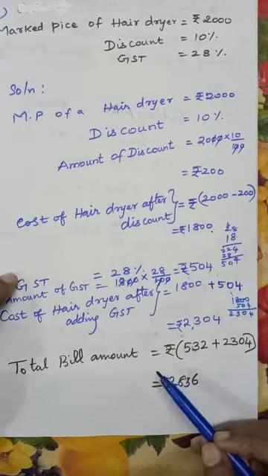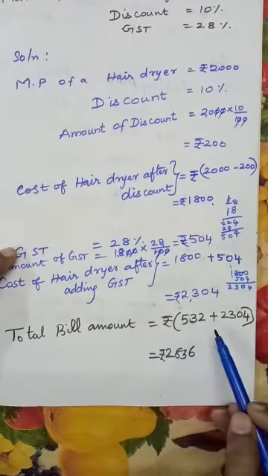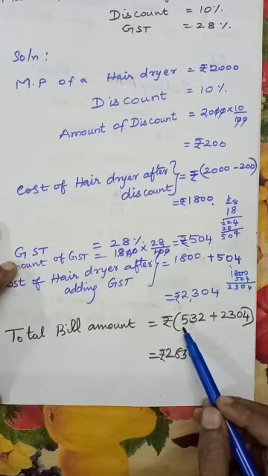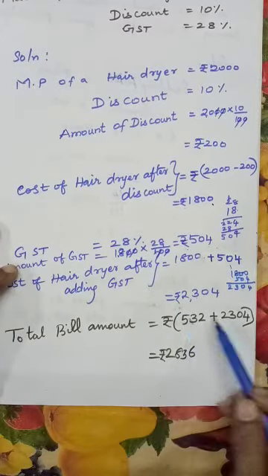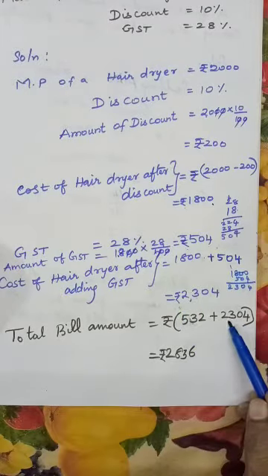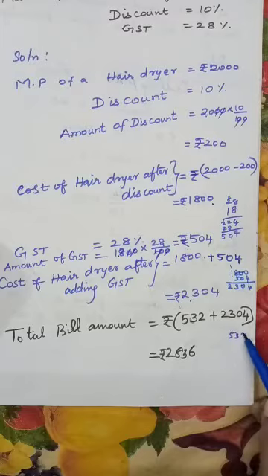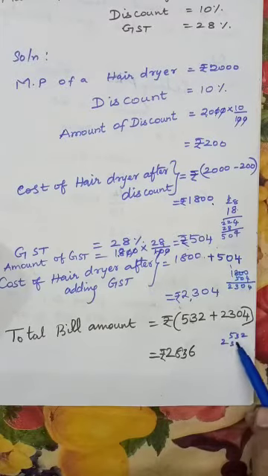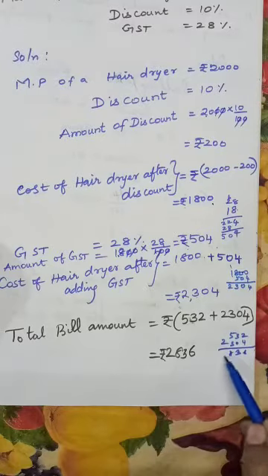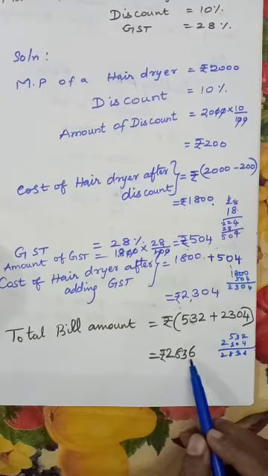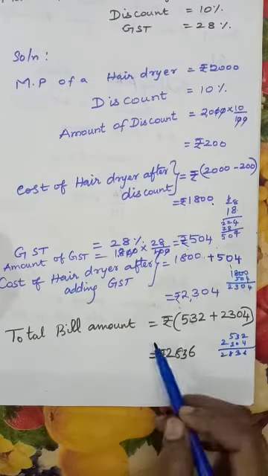Now total bill amount. He bought a school bag and a hair dryer. So the cost of school bag is 532 plus hair dryer 2304. You add these two, 532, 2304. So 6382. So rupees 2836 is the bill amount.